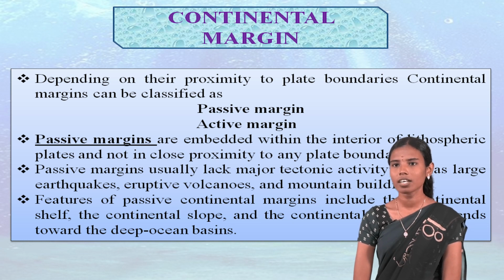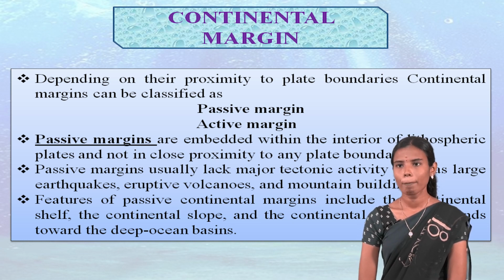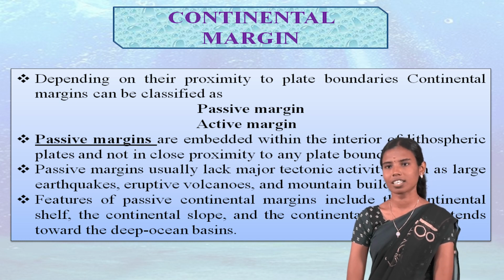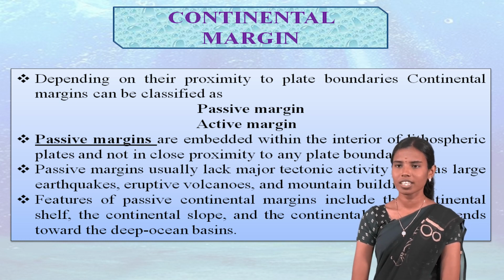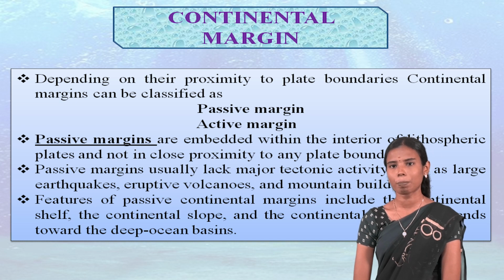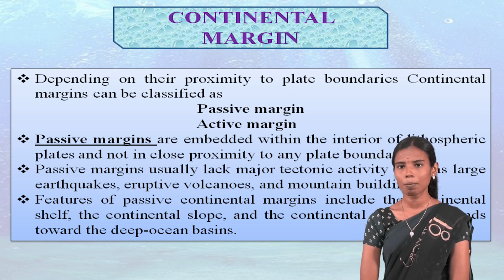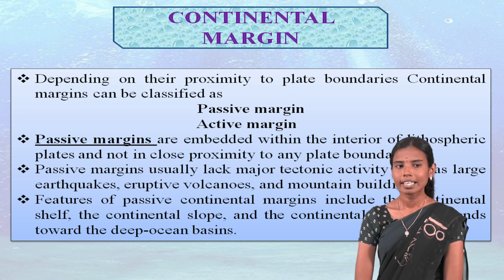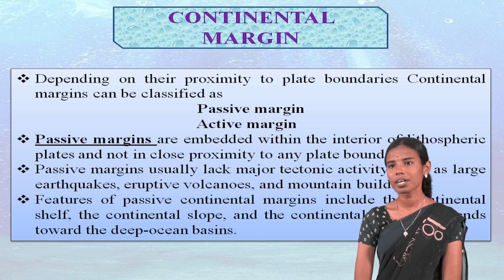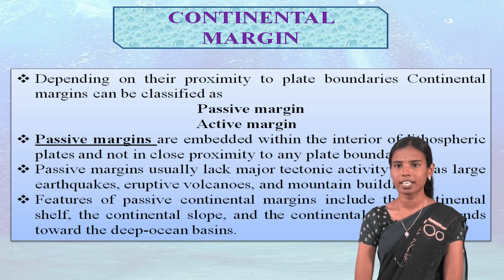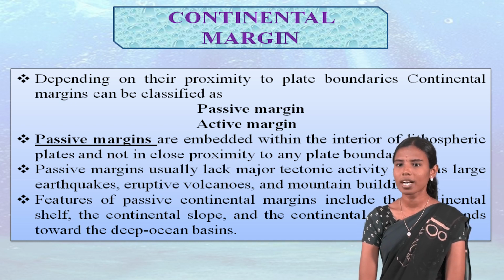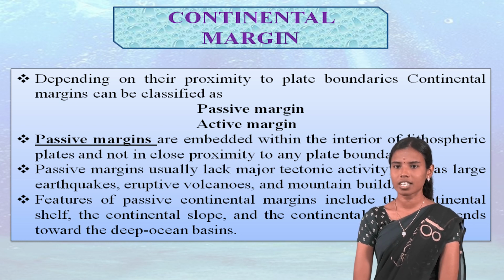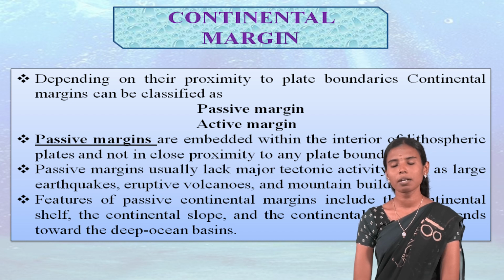The continental margin is classified into two: passive continental margin and active continental margin. This classification is based on their proximity to the plate boundaries, whether it is an intraplate feature or an interplate feature. First is the passive continental margin. A passive continental margin is an intraplate feature. It is embedded within the interior of lithospheric plates, located at the center of the tectonic plate and not in close proximity to any plate boundaries. Passive margins lack major tectonic activities like earthquakes, volcanoes and mountain building.